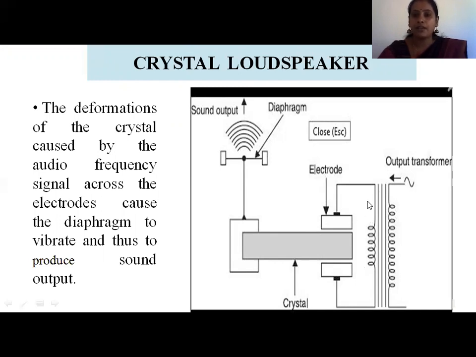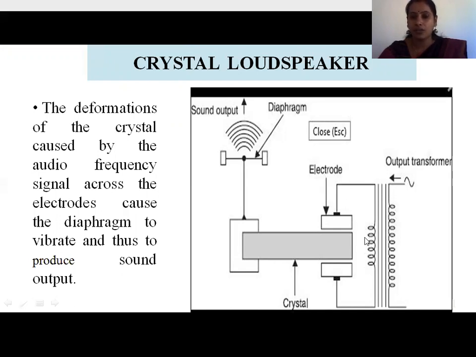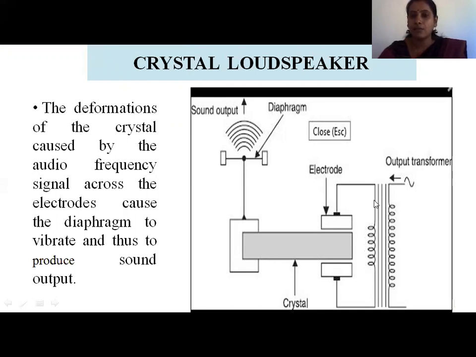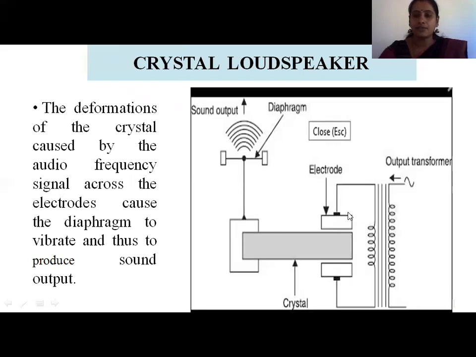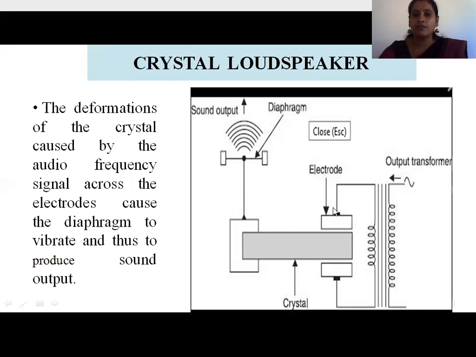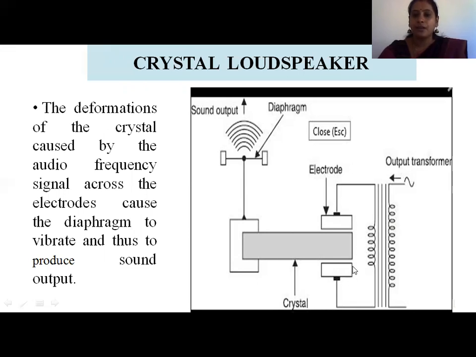At the output side, we get it with a low voltage, since it is a step down transformer, that you can see by the number of turns. Primary turns are more and the secondary number of turns is lesser. So it is a step down transformer. And on the secondary points, we have two electrodes between which we have a crystal.